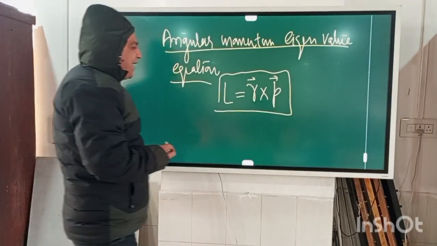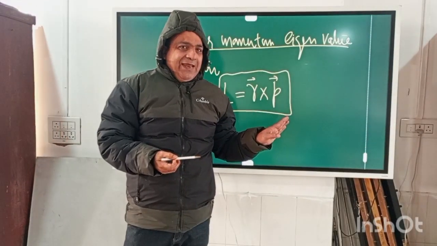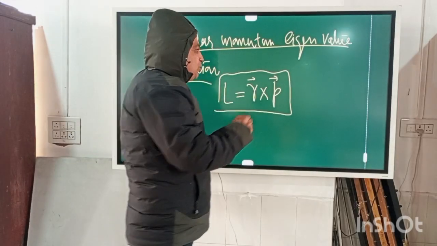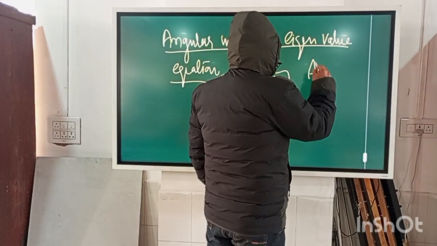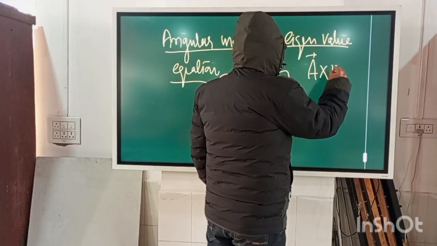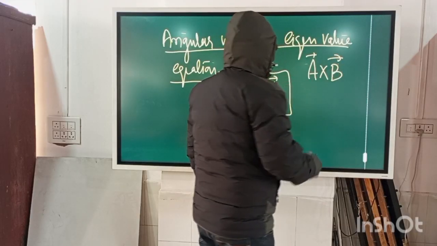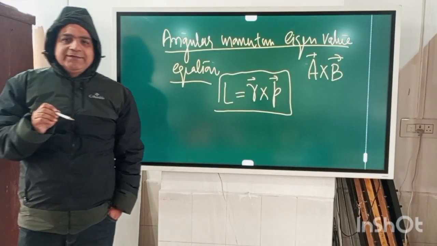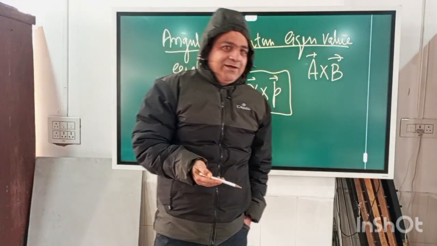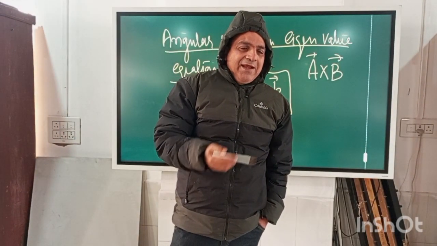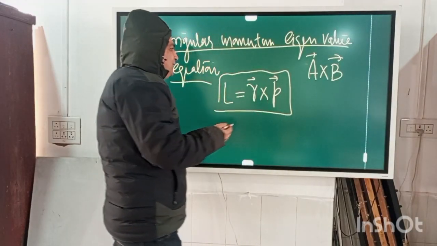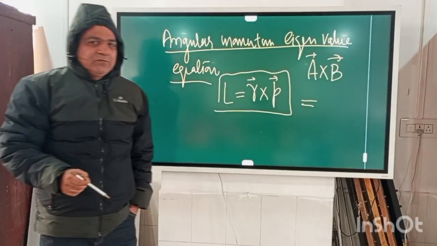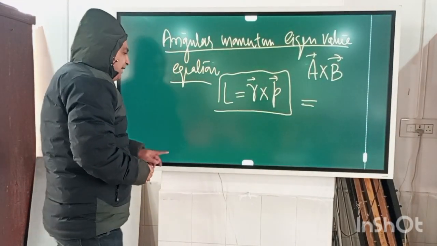Now, if you have to evaluate the angular momentum L, you have to find the cross product between two vectors. Say I have vector A and vector B. To calculate the cross product of the two vectors, you simply calculate the determinant, and that gives you the cross product between vector A and vector B.